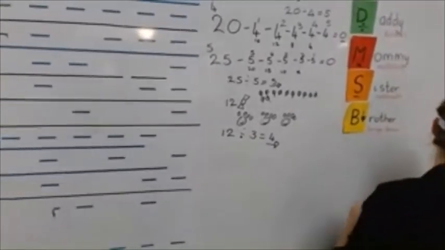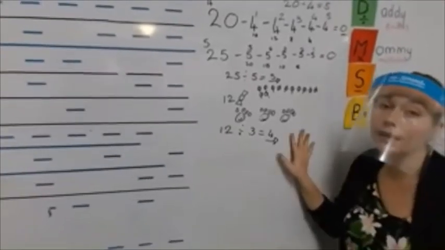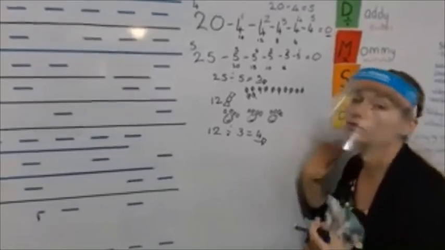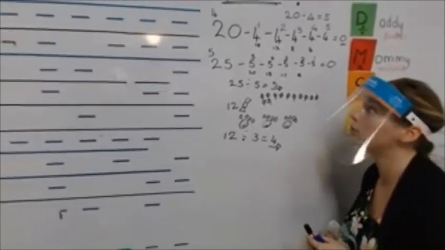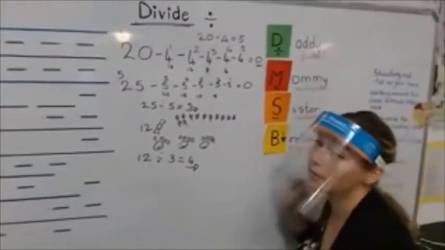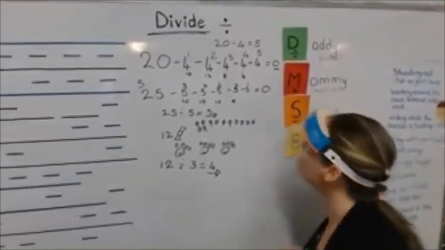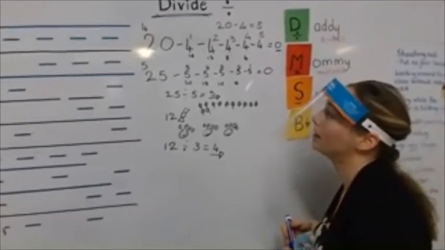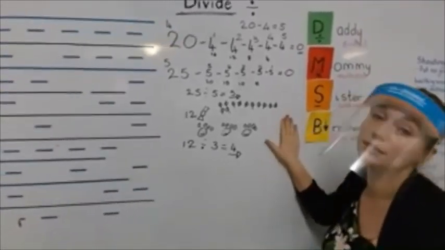For your next activity, you have to do your times tables and your dividing, and you can use whichever method that you feel that you understand best. It's really up to you. You will need to know this method, daddy, mommy, sister, brother, the method from yesterday. So I suggest that you make sure that you feel comfortable with it and watch the video again. But for now, if you're having trouble, these are the ways to divide.